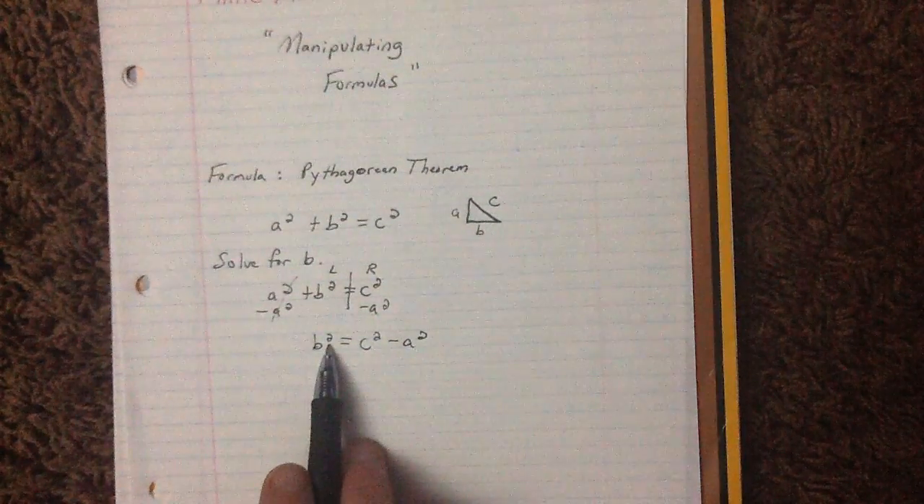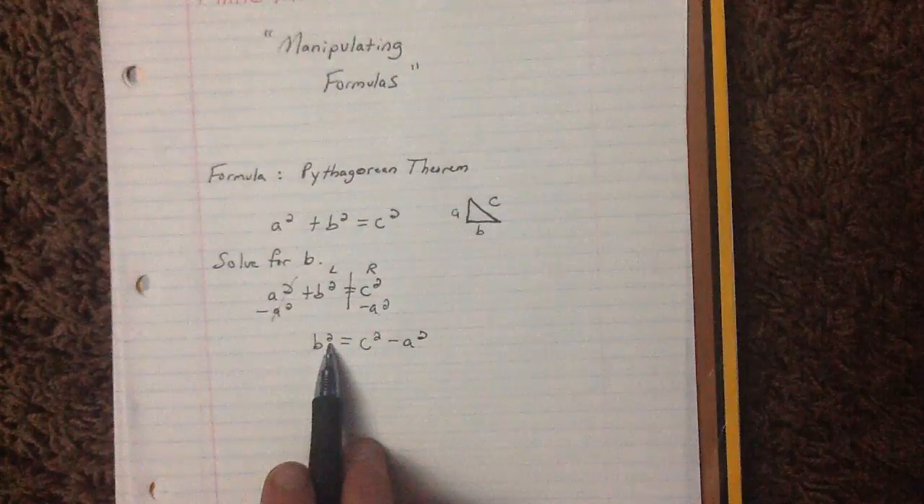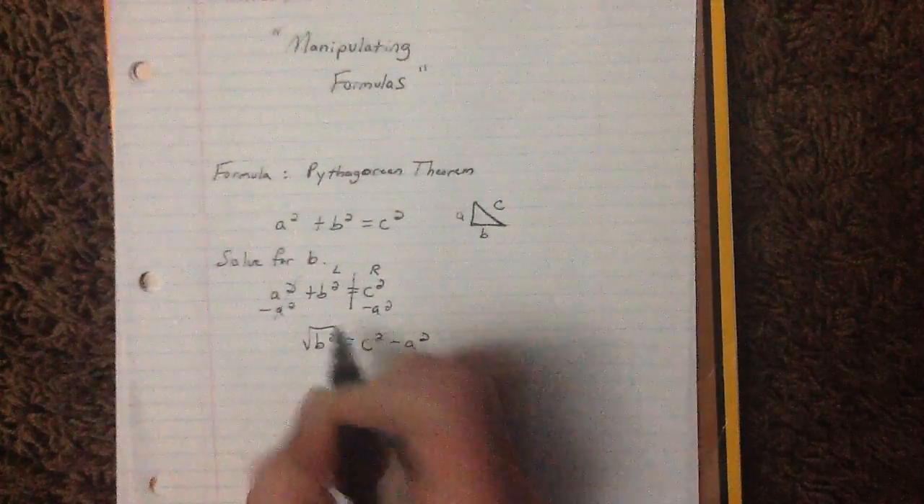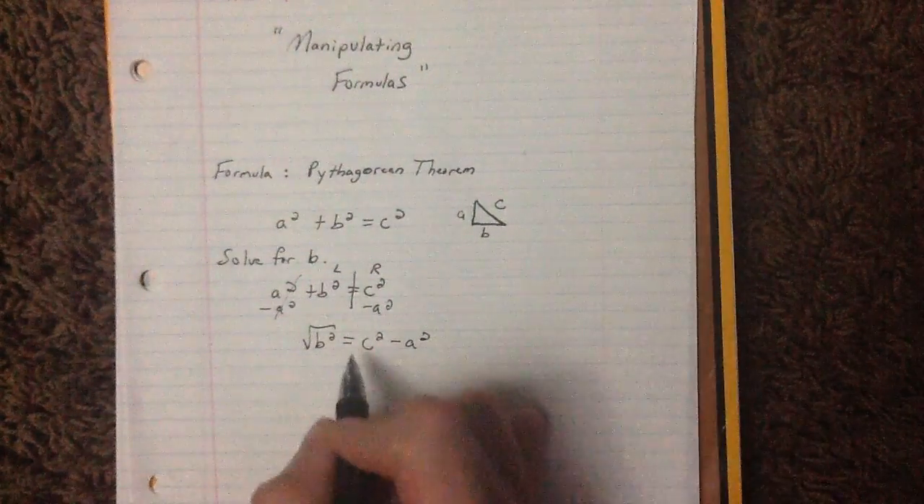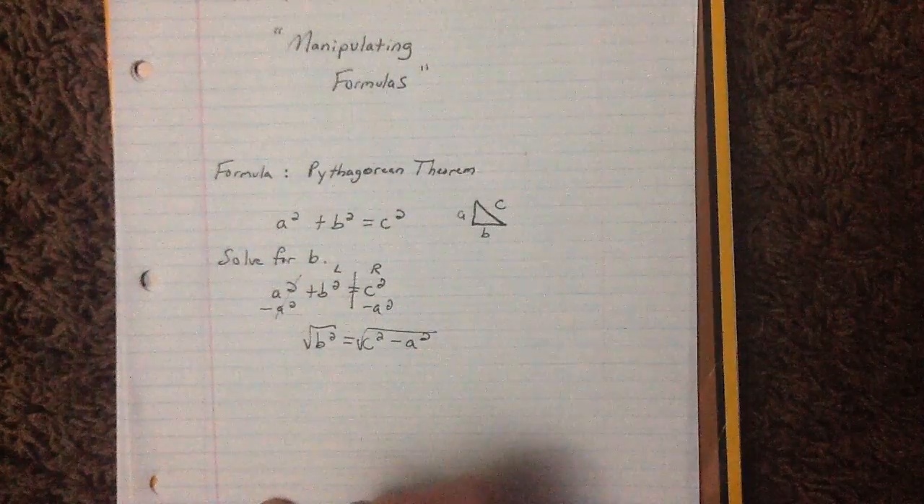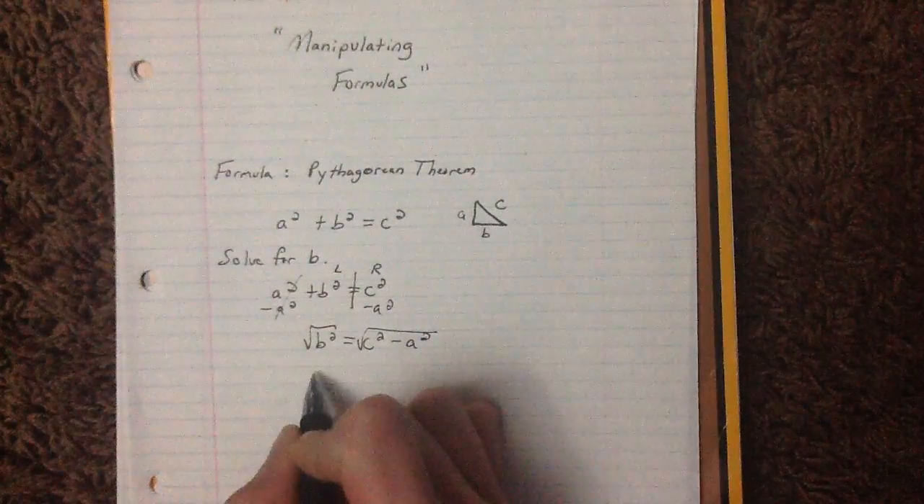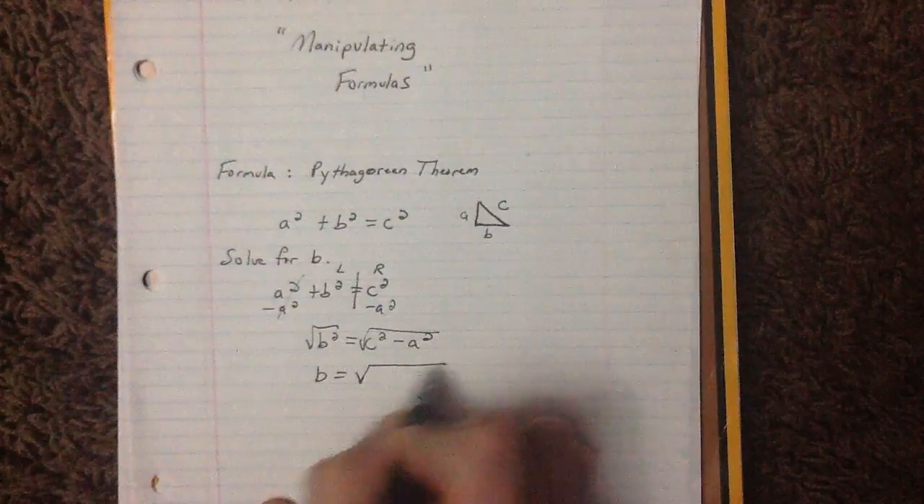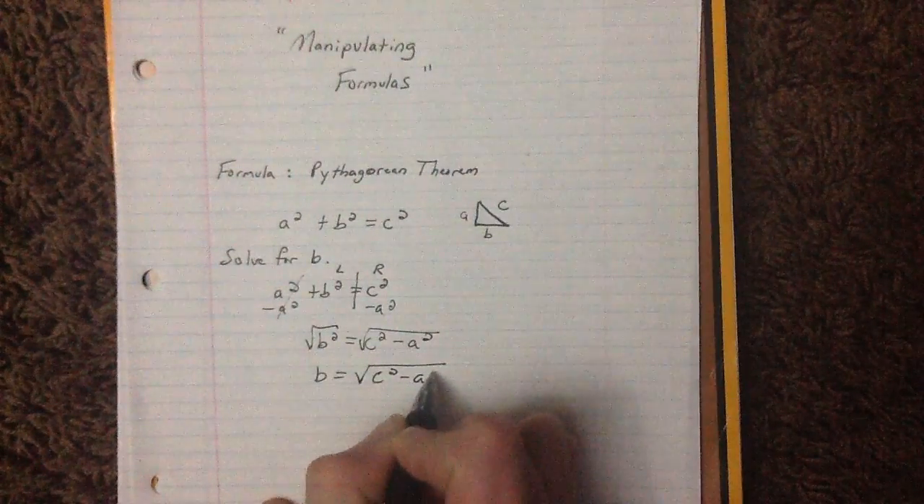Last thing for the b, you need to get rid of the square. The opposite of the square is the square root. Anything you do to one side, you must do to the other. So if you're manipulating this formula and you're solving it for b, b is going to be equal to the square root of c squared minus a squared.